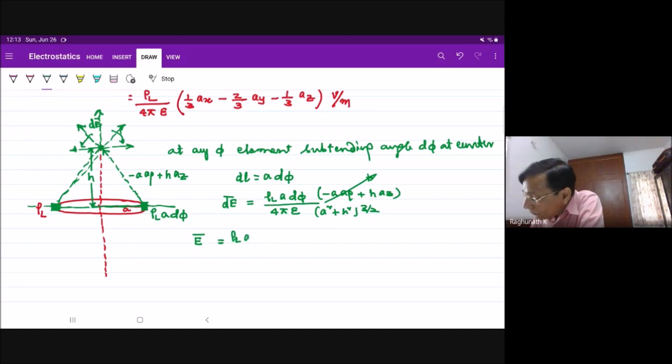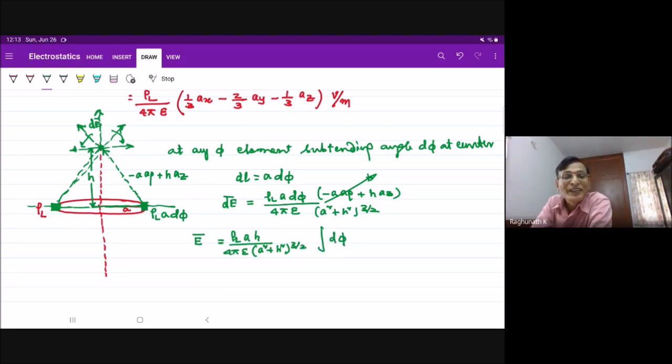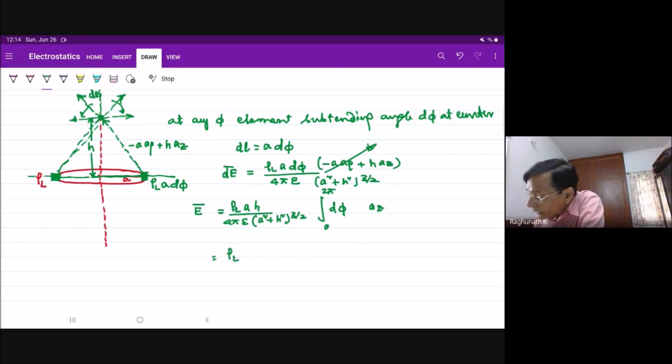rho L A H constant, 4 pi epsilon, A square plus H square whole power 3/2 constant, integral d phi. Such elements are to be considered only for phi from 0 to 2 pi, full circle, because of which it is rho L A H divided by 2 epsilon into A square plus H square whole power 3/2 a z.